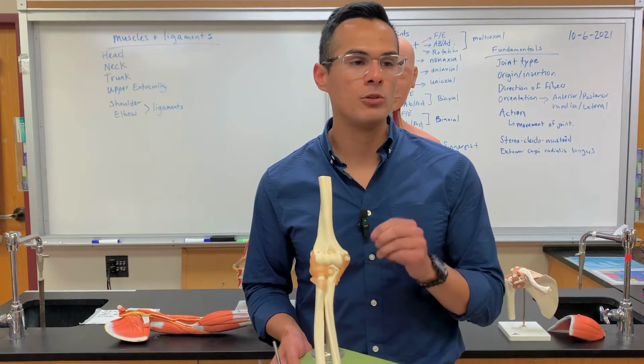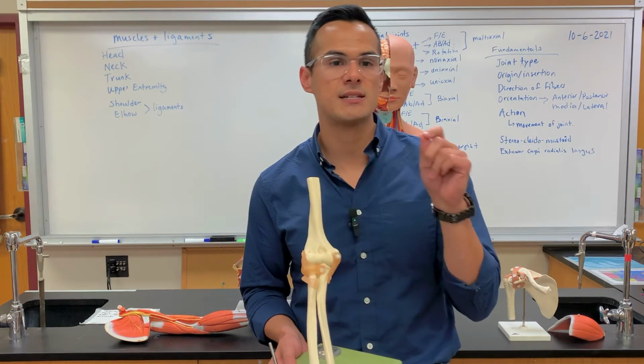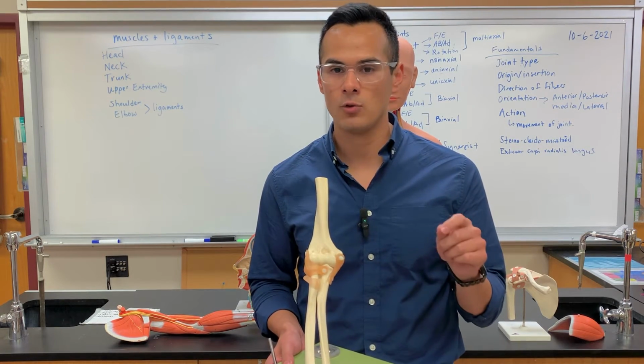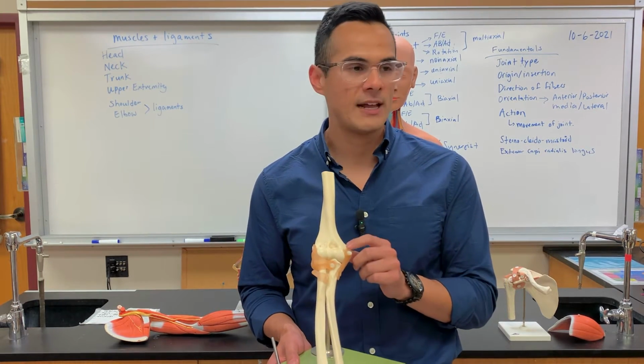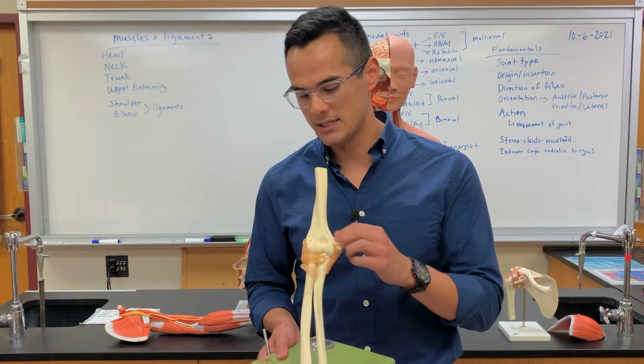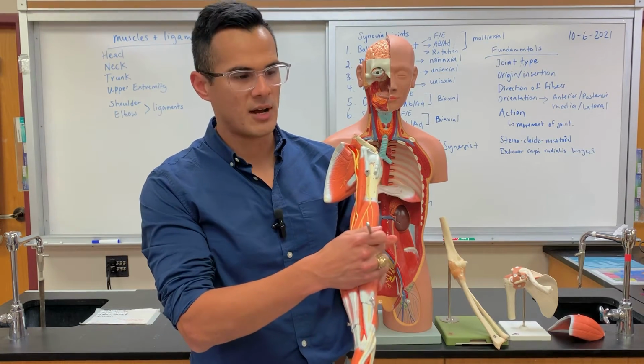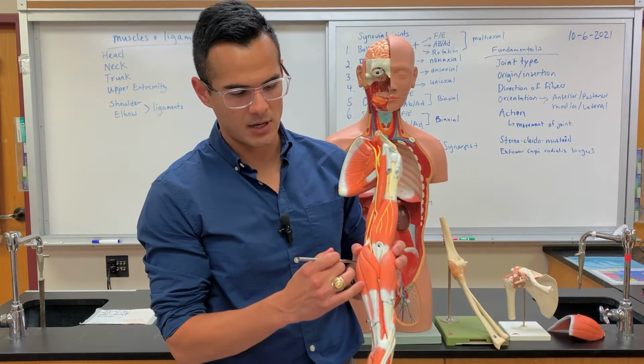The rule of thumb here for the flexors and the extensors of the forearm is that the flexors are on the medial epicondyle. The extensors are on the lateral epicondyle. The lateral epicondyle is here. The medial epicondyle is here.